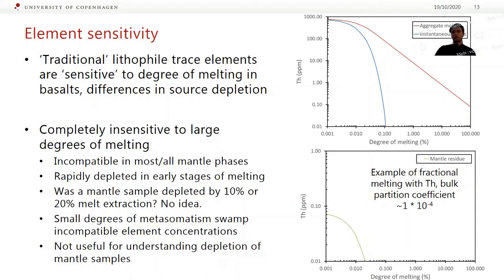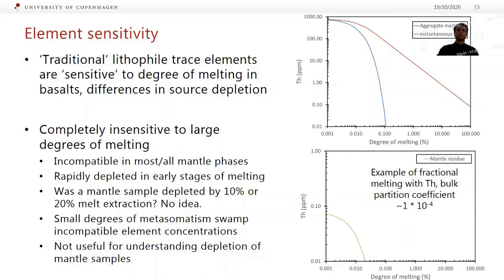I've tried to illustrate this with a really basic fractional melting model using thorium, which has a bulk partition coefficient of something like 1 times 10 to the minus 4. It's super incompatible. In the top plot is the thorium concentration in the melt for an instantaneous melt, that's each little increment, or the aggregate melt, where you pool these all together and average it, plotted against degree of melting.